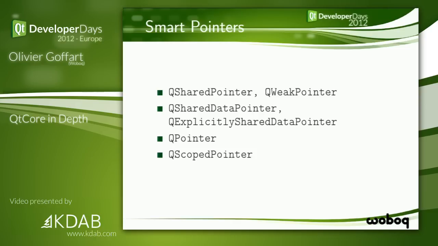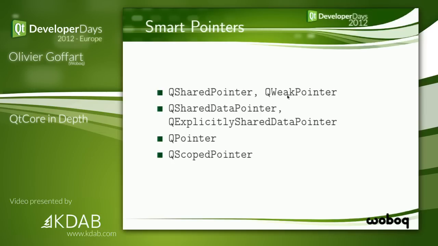QSharedPointer has a reference count and it will keep track of the reference count of your object. And you have QWeakPointer that will hold a reference to a QSharedPointer, but without holding the reference, which means if all the QSharedPointers run out of scope, your object will be deleted and the QWeakPointer will be notified and will become 0.